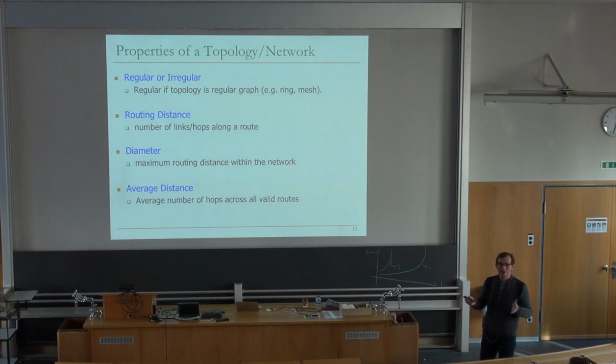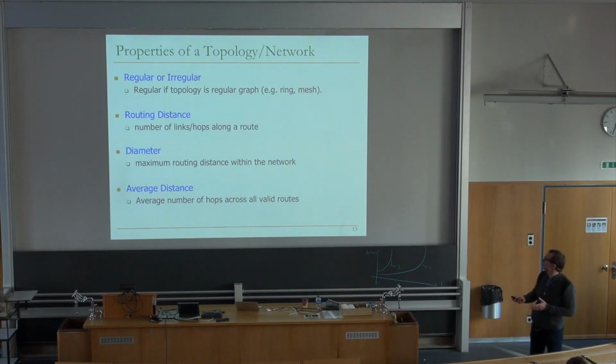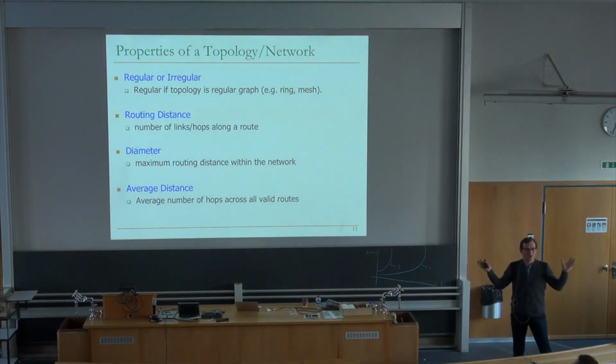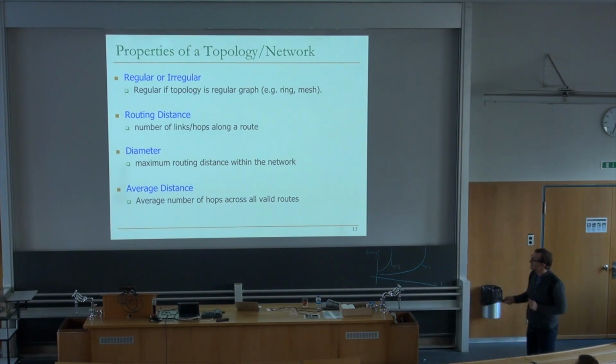So topology can be regular or irregular. Essentially, as we saw, a mesh is very regular. It's a regular graph. A ring is very regular. Whereas if you look at the internet, it's very irregular, right? There's no topology that you can actually constrain in the internet. Whereas in a mesh, we know that it's constrained by these two dimensions.